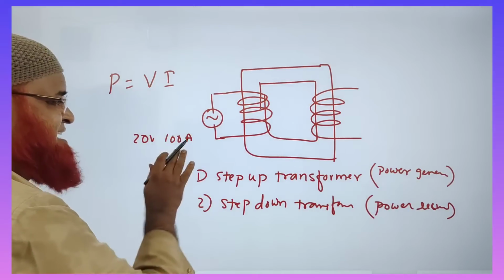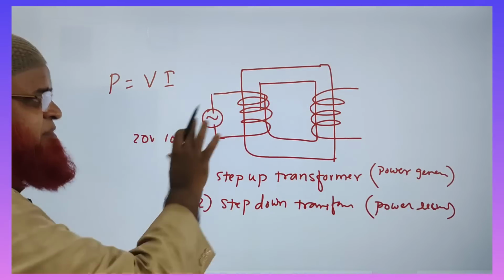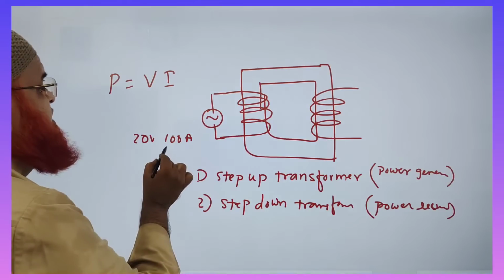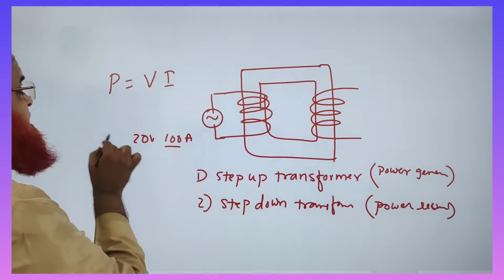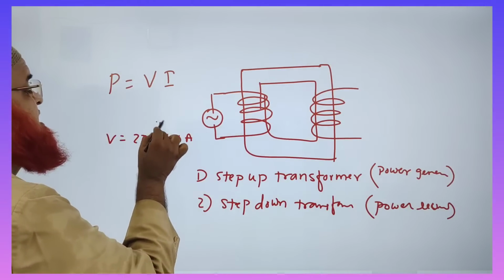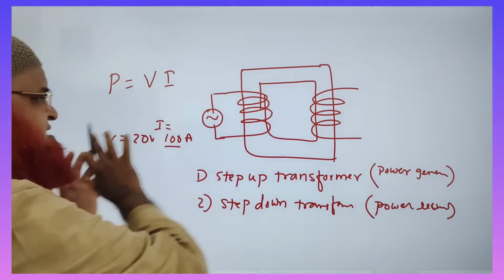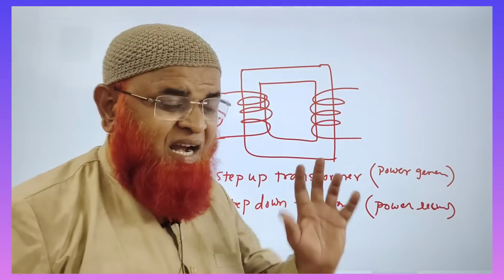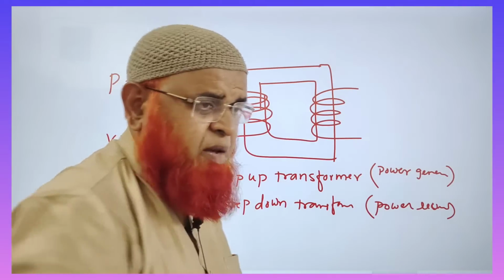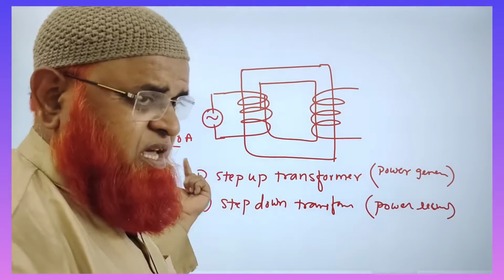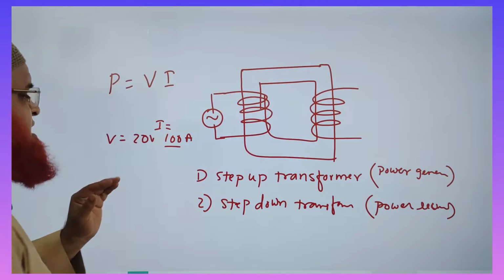20 volts and 100 amperes of current is produced at the primary coil. When you transfer this power here, voltage is 20 volts and current is said to be 100 amperes. If this is transferred directly from powerhouse to some other place, what happens? The current is there, no? What is the meaning of voltage and current?